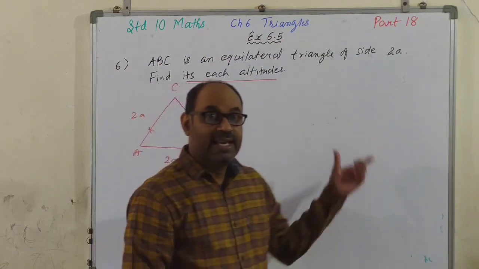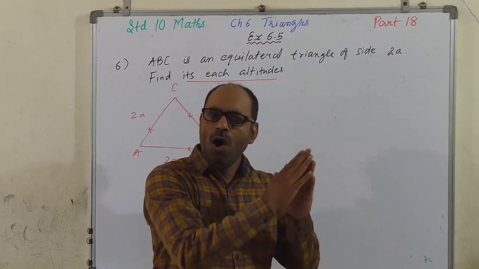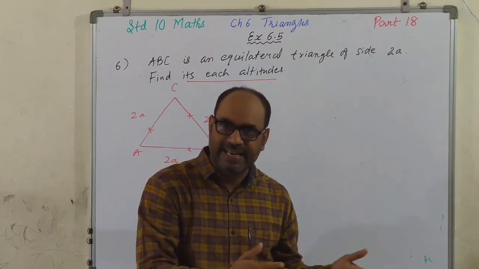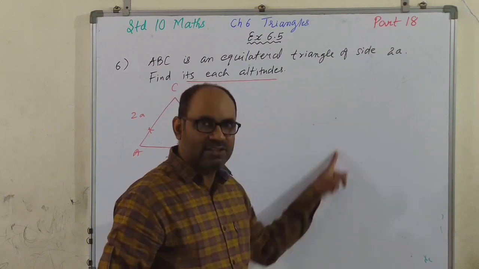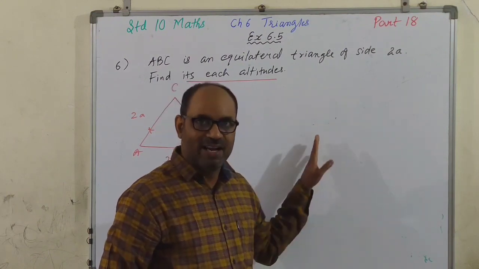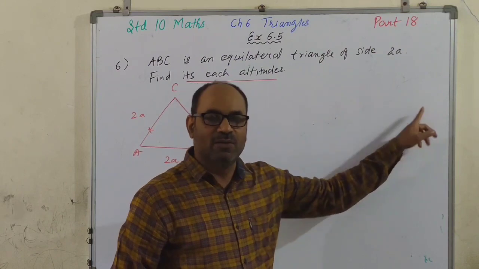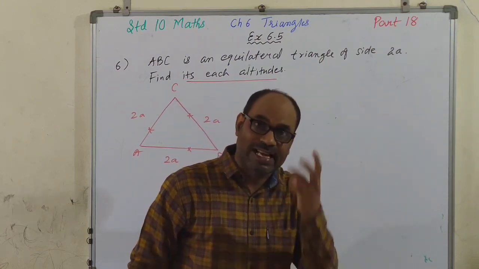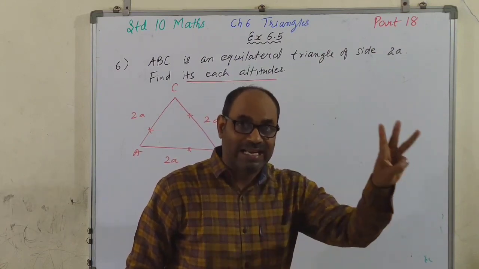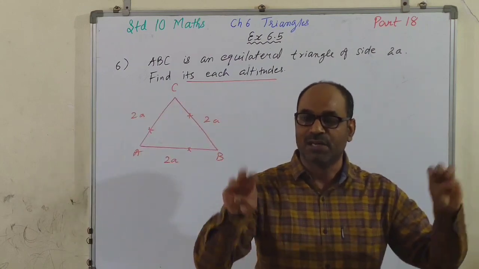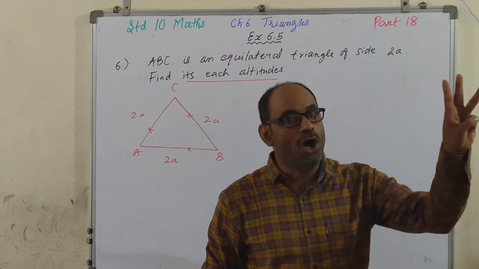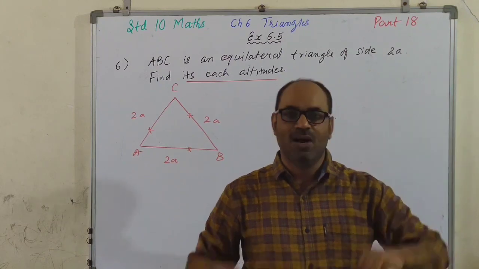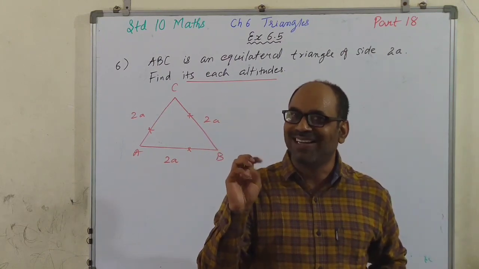And one more thing. In equilateral triangle, every triangle has 3 altitudes and 3 medians. Every triangle, from each vertex you can draw perpendicular line segments. Correct? From each vertex you can draw median also. There are 3 vertices of triangle, so you will get 3 medians and 3 altitudes. If the triangle is equilateral, all three medians are equal. All three altitudes are equal.